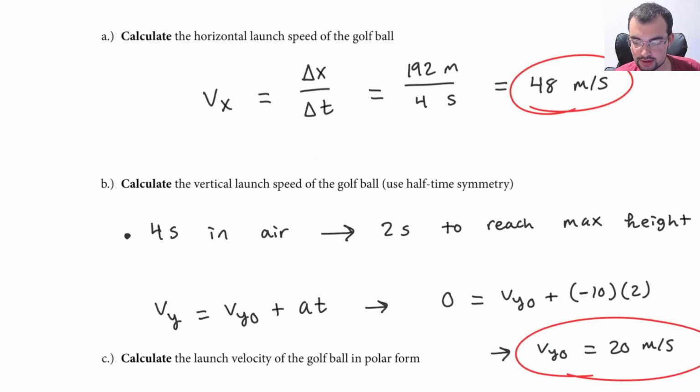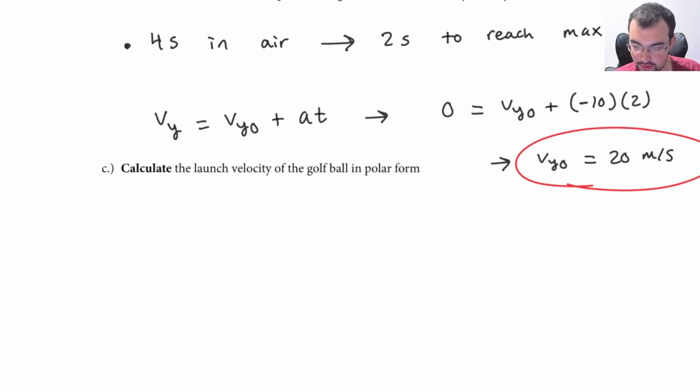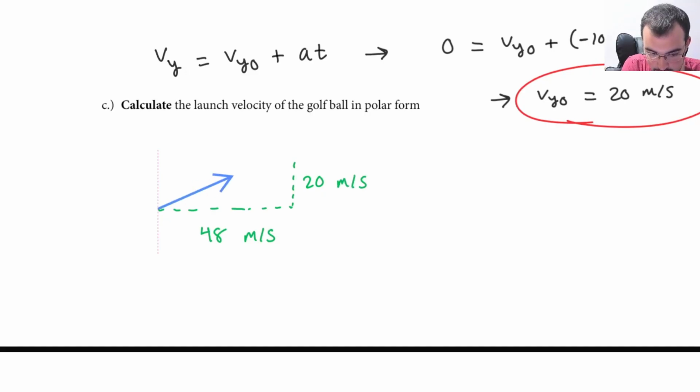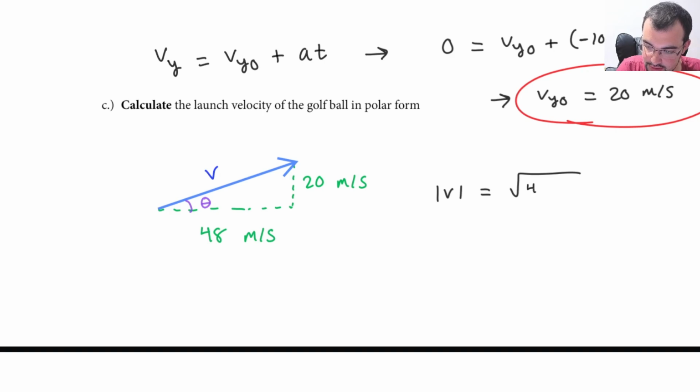Now let's calculate the launch velocity of the golf ball in polar form. All right, so we have 48 meters per second and 20 meters per second. So this would be our velocity vector. So we will be interested in how long this is, and we will be interested in this angle. So of course, pretty easy. We know how to get the launch velocity magnitude. It's just the square root of the sum of the squares.